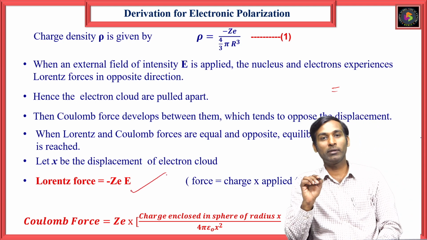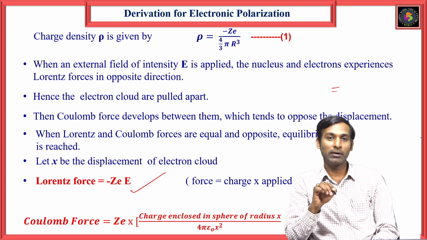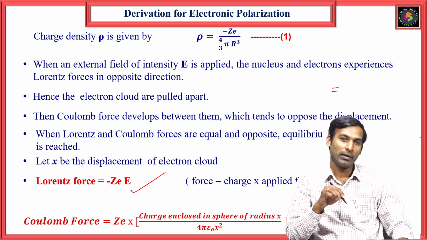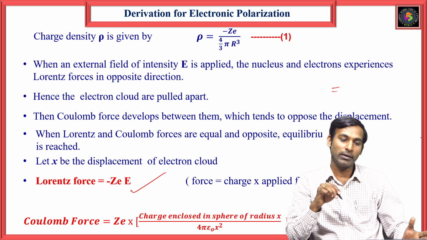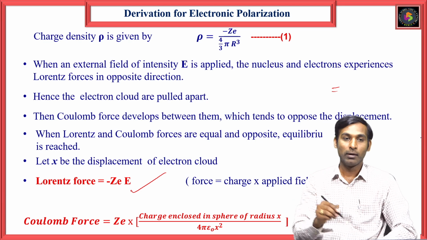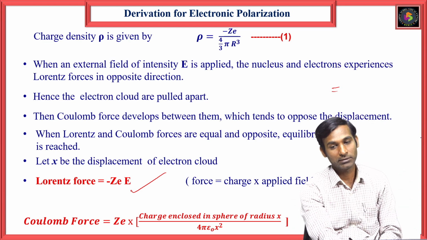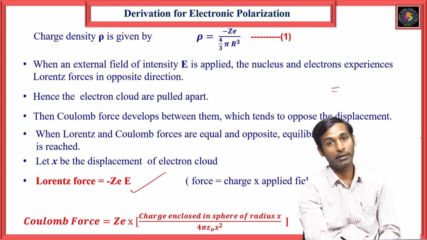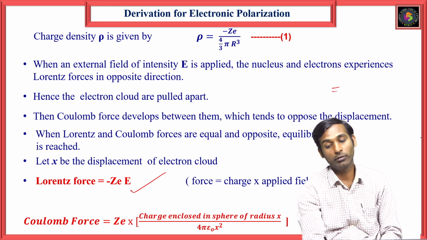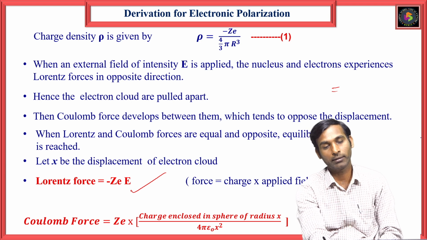How do we find the Coulomb force? The Coulomb force is the toughest job here. For the Lorentz force, we are talking about the opposite direction. The Coulomb force is the force of attraction between the nucleus and electron. So here the Coulomb force can be written as charge Ze into the charge enclosed in the sphere of radius x, divided by 4 pi epsilon naught x square.